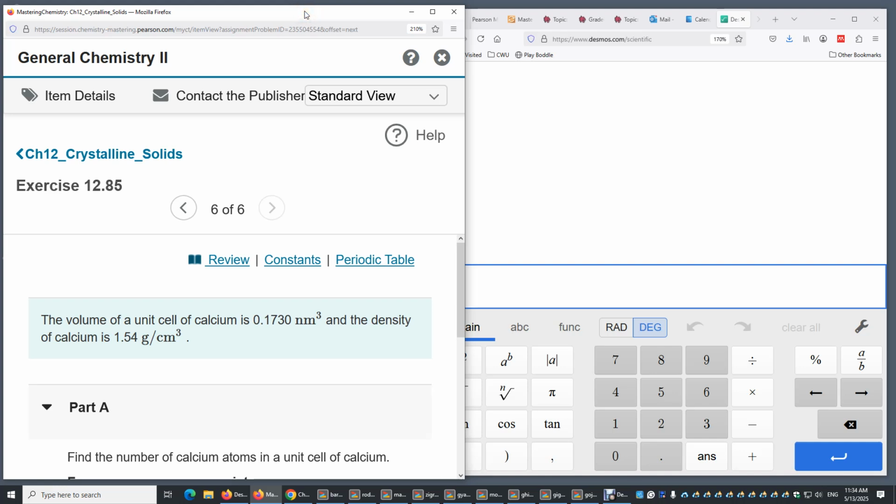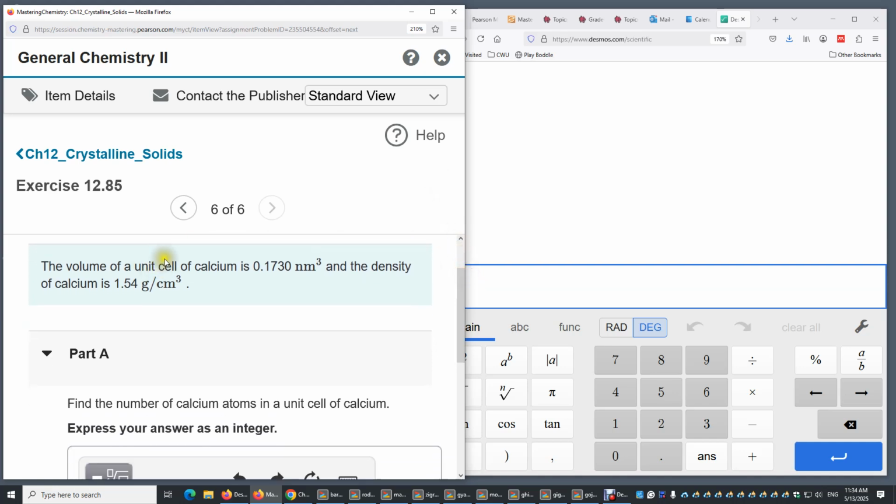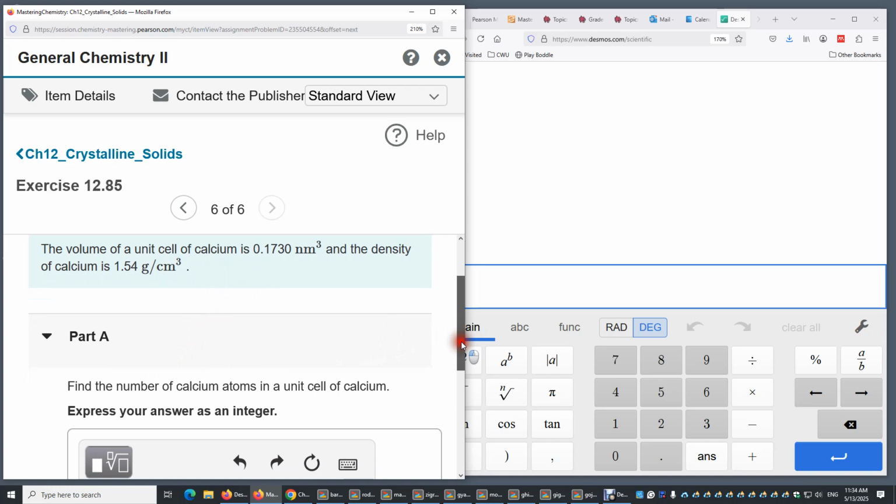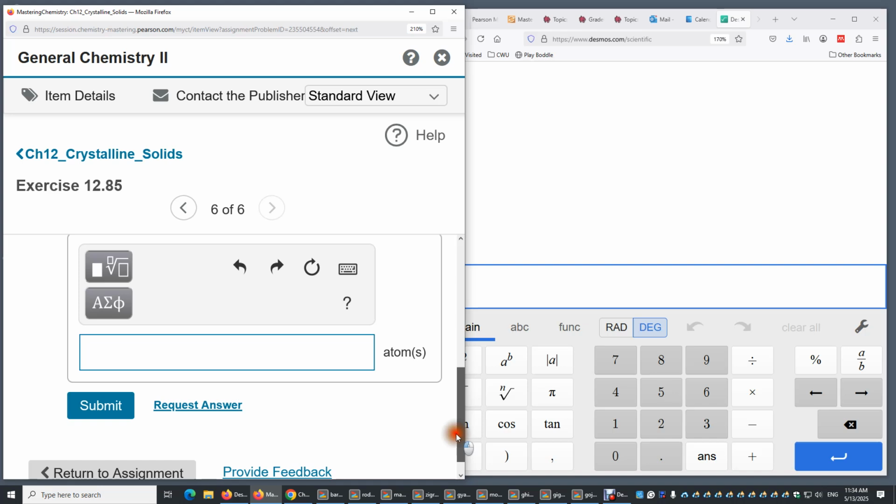Chapter 12, Crystalline Solids. Exercise 12.85. The volume of a unit cell of calcium is 0.173 cubic nanometers, and the density of calcium is 1.54 gram per cubic centimeter. Part A. Find the number of calcium atoms in a unit cell of calcium.